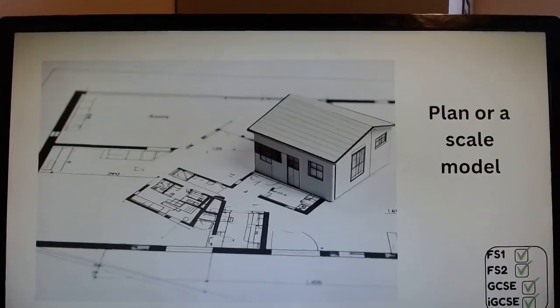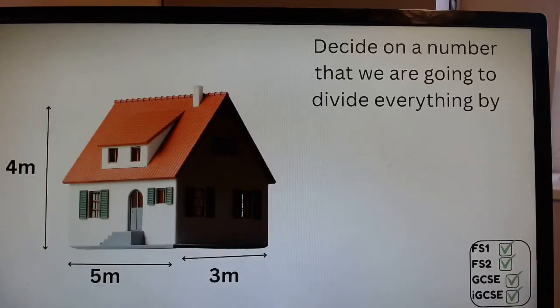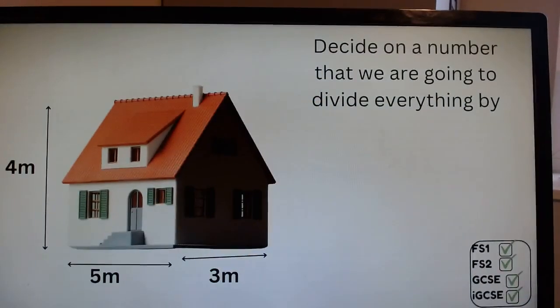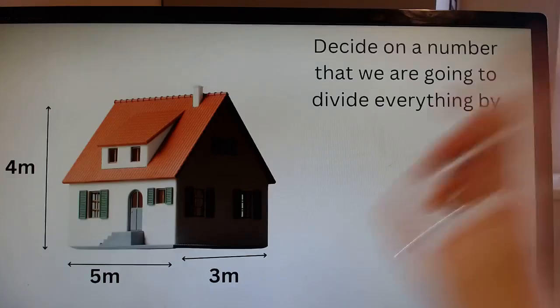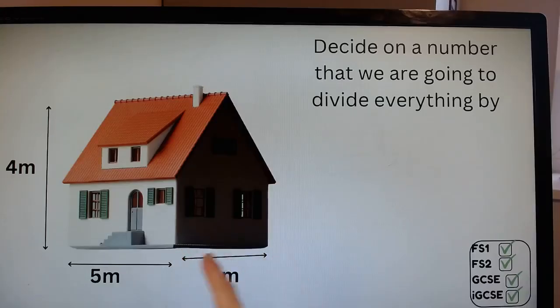But this is only going to work if we do something. And that is that we have to decide on a particular number that we are going to divide all of the actual measurements by. So you can see this is a toy house. Let's pretend it's a real house. The height of this house is 4 meters, the width is 5 meters, and the depth, or the length, of this house is 3 meters. What we need to do is decide on something called the scale factor in order to create an actual scale drawing of this, where we can reliably use it for measurements and to plan things out.